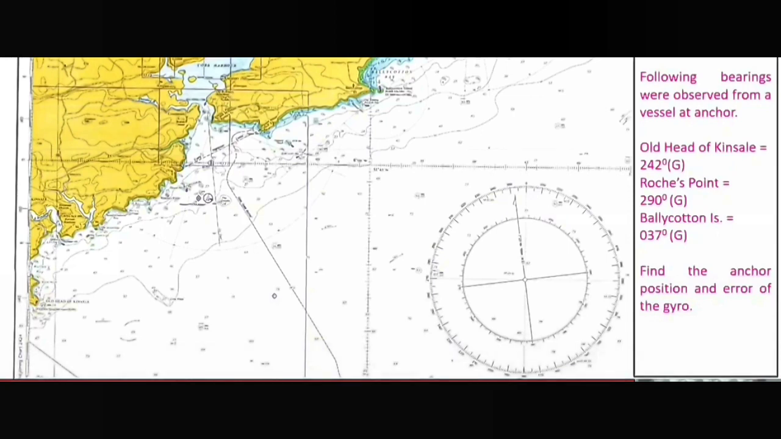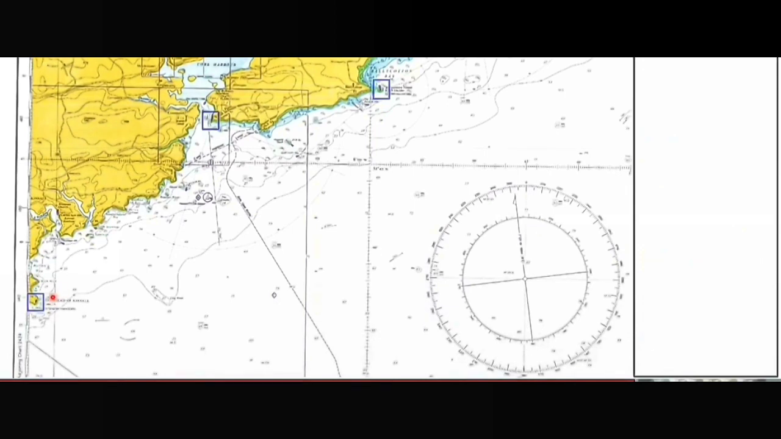Obviously, in this case, since the gyro error is not given to us, we cannot use the concept of cross bearings. So we could probably look at deploying the process of position circle by horizontal angles. Let's first identify these landmarks. Now, this is Old Head of Kinsale, this is Roche's Point, and this is Ballycotton Island. Then we make pairs. Now, if you have three objects, you can make three pairs, one pair between these two objects, another pair between these two objects, and the third pair between these two objects.